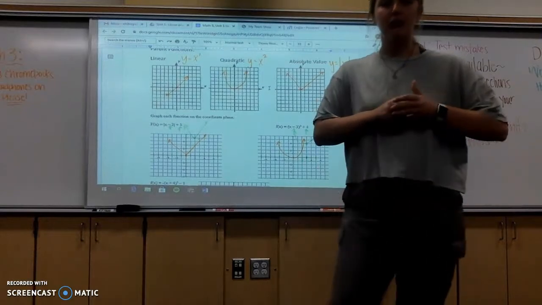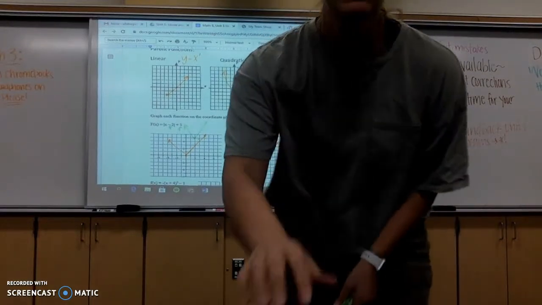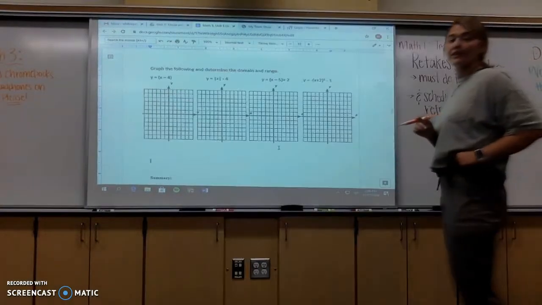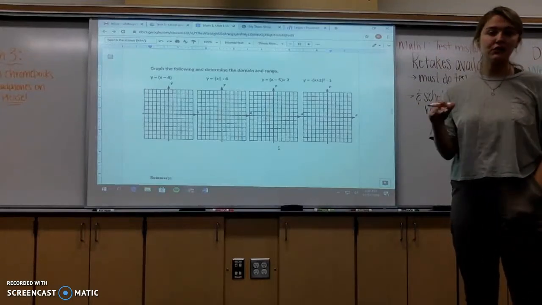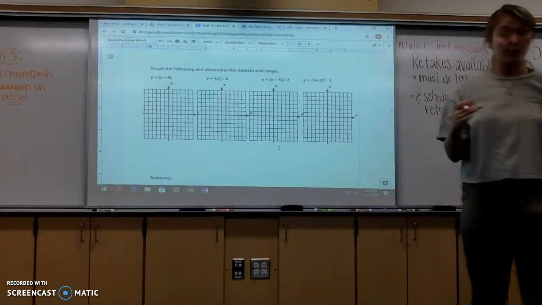The third one on the sheet I want you to do on your own. Alright, so we are going to graph the following graphs. It says don't worry about domain and range, but I'm not too concerned about domain and range right now. We'll talk more about that in class.